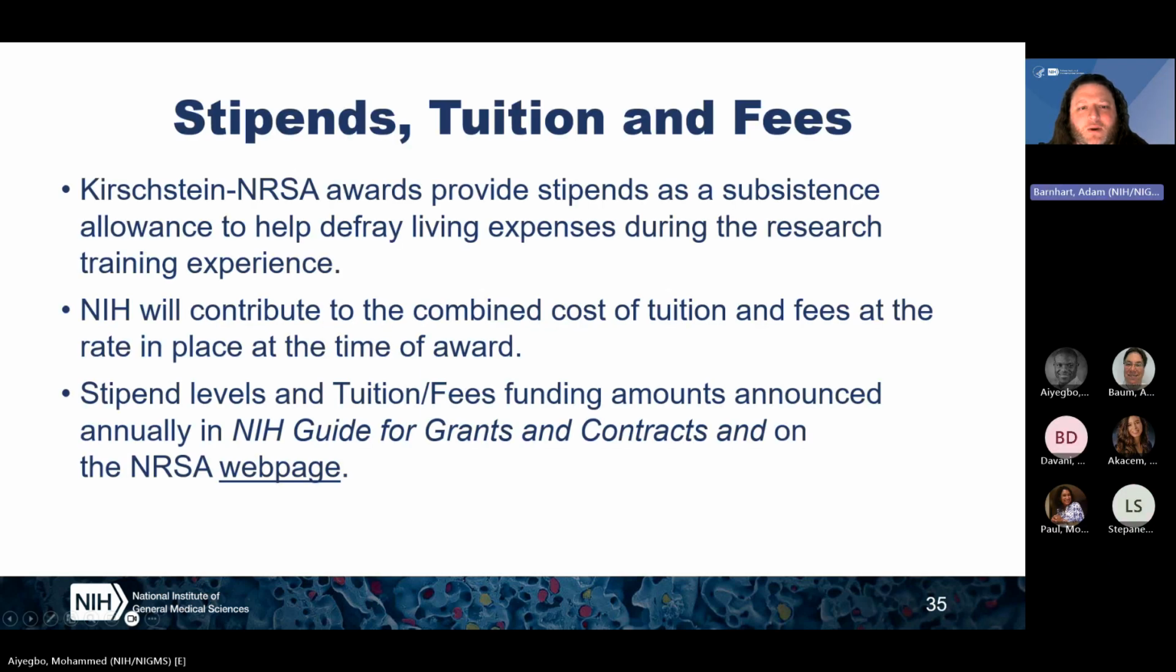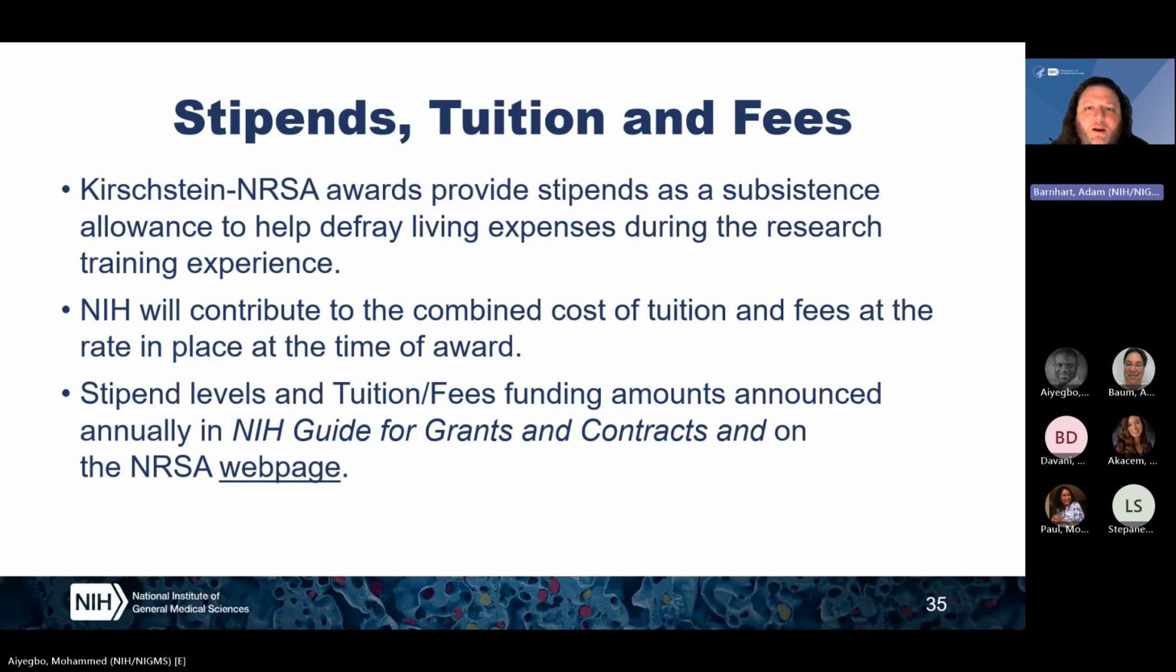All right, so on this slide, we're going to discuss the stipends, the tuition, and fees. This is going to make up the bulk of your application costs. So first, the stipends, like with many NIGMS and NIH institutional training awards, we're going to provide stipends for a subsistence allowance to the trainees so they can defray some of their living expenses. The stipends are going to be awarded at the level that is in effect at the time the award is made. And they're updated usually on an annual basis, sometimes in April or May, every year through a guide notice.